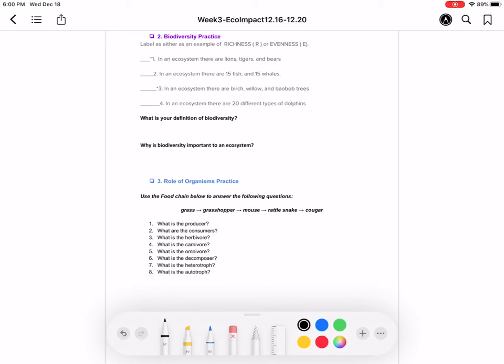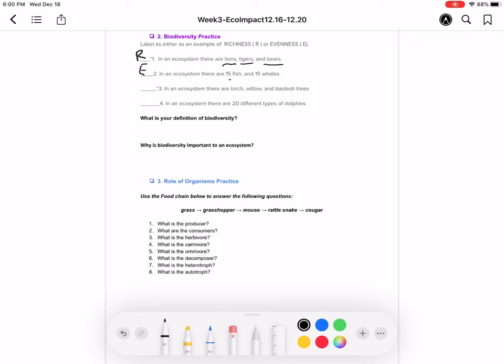So in this exercise, we're identifying either richness or evenness. Richness is just the amount of different species. Evenness is like the specific number that each species has. Okay. So if it is just telling you the different species, but there's no number, this would be richness. If there are numbers and it's the same, right, I have 15 fish and 15 whales. Okay, that's even because it's telling me that I have the same number of each organism or of each kind of species. So that would be evenness.